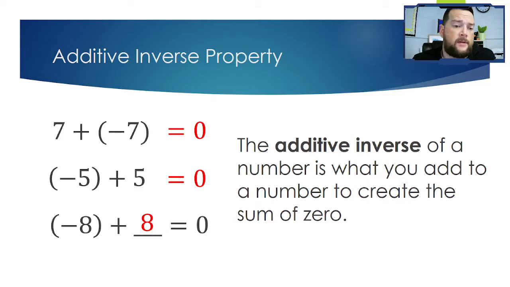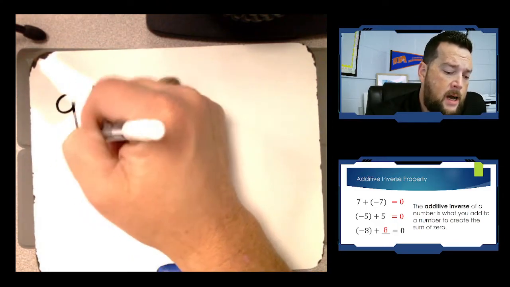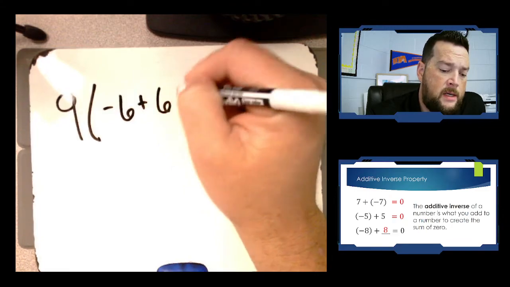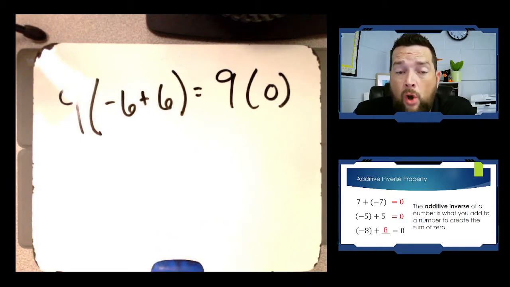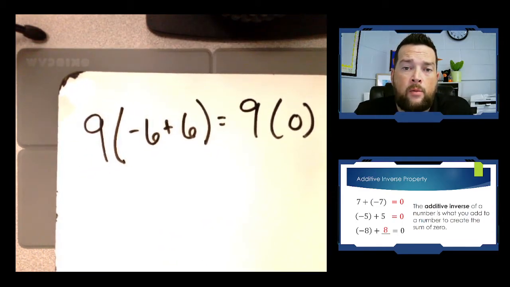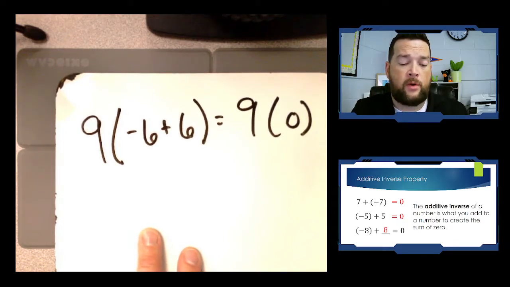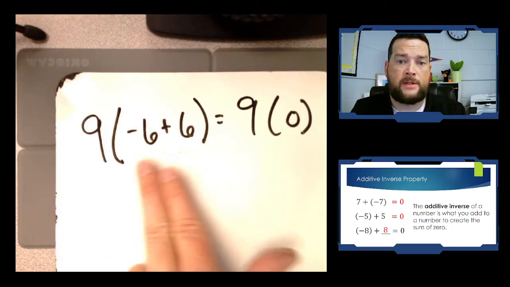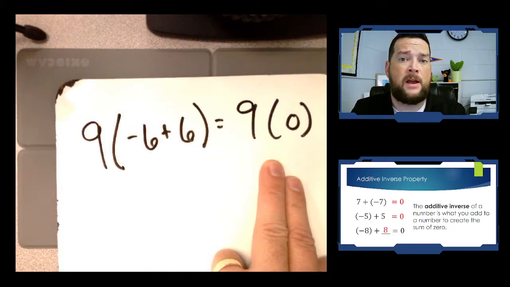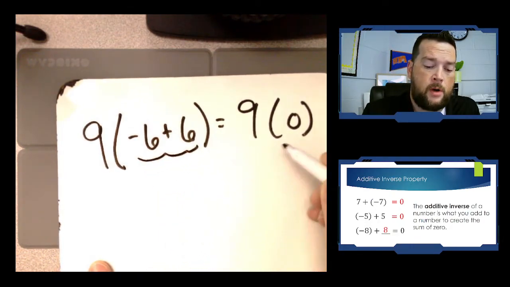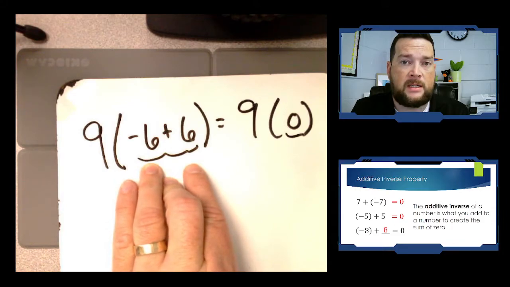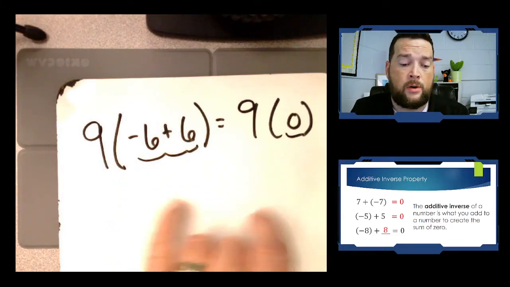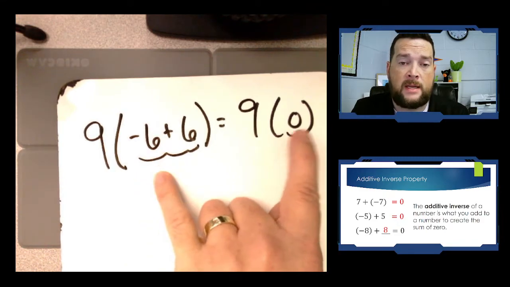If you had this expression, 9 times (negative 6 plus 6) equals 9 times 0, what math law are we illustrating with this equation right here? Well, if you look at the two expressions on either side of the equation, the only thing that's different between the two of them is this part, the inside of the parentheses. We've gone from negative 6 plus 6 to simplifying it to just 0. So the only thing that's different is what's on the inside of the parentheses.